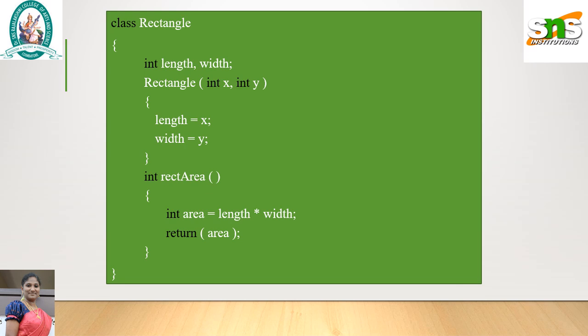So this is an example to show the constructor use. The class name is Rectangle. I'm creating a method named Rectangle, which is the constructor, which takes two arguments, int x and int y. It has two statements which assign the actual values to the formal parameters length and width respectively. I'm having another method called rectArea, which returns an integer value, which is used to find the area of the rectangle.